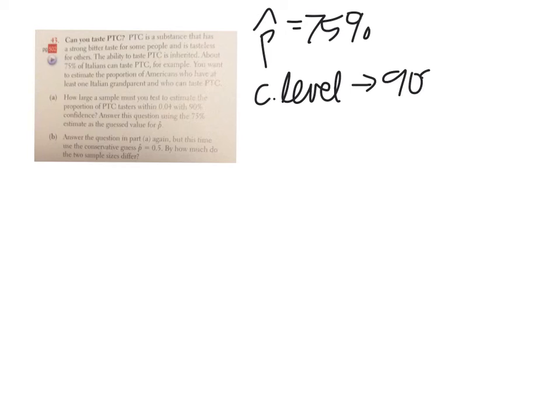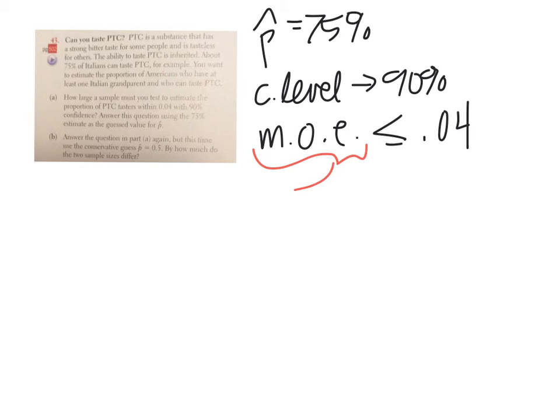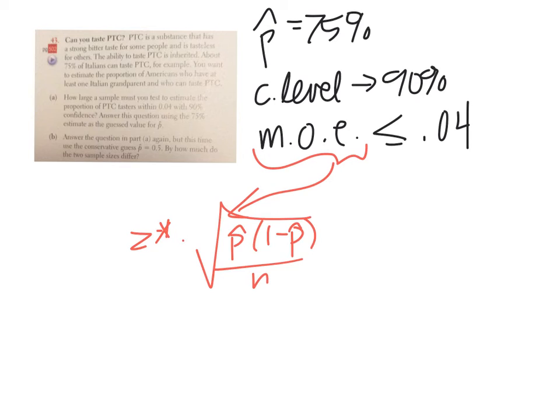Okay, so here's what I know from this problem. P hat is 75%. I want my confidence level to be 90%. And I want my margin of error to be within 4%. So that means I want it to be less than or equal to 4%, 0.04. So that's what I've got. Essentially what we're doing here is working backwards. So the formula for margin of error is this. And I don't know what n is. So let's plug in what I have.